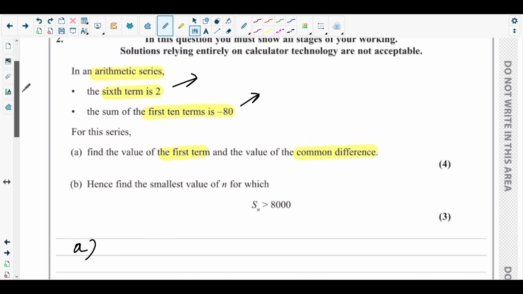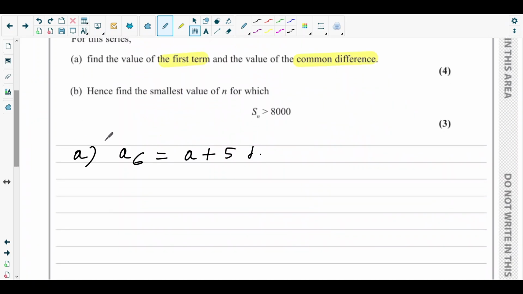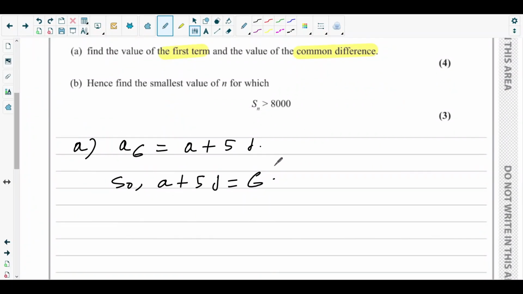So the sixth term of the arithmetic series, it will be what? A6 is a plus n minus 1 times d. n minus 1 is basically 6 minus 1 times d, which is 5d. So a plus 5d, this is the sixth term. So a plus 5d equals 2. This is the first equation. Sorry, not 6, it is 2.